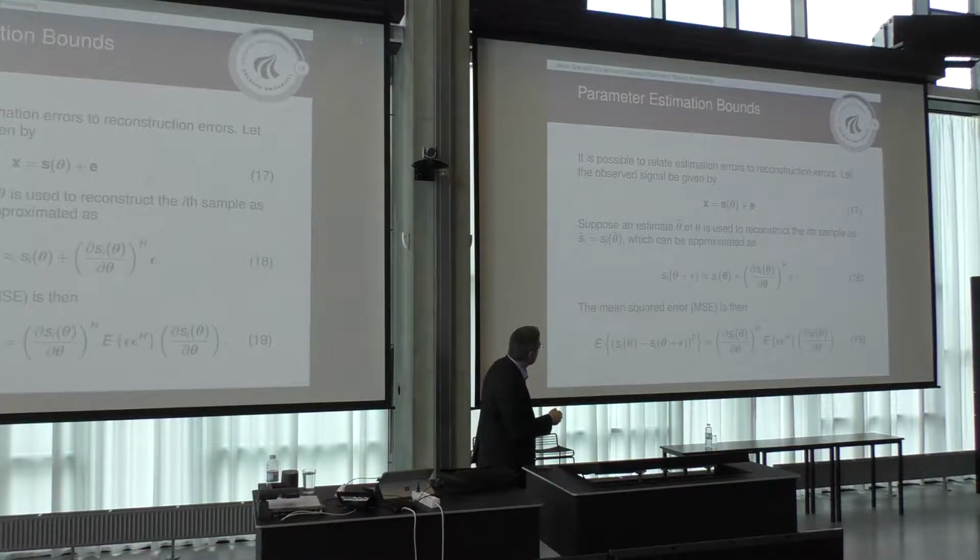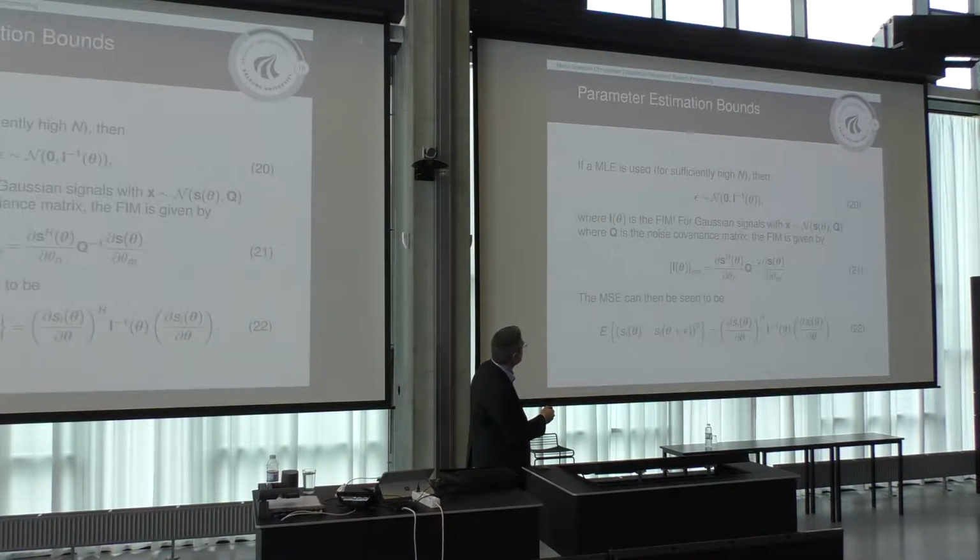Then, say we make an error which is epsilon, we can use a Taylor expansion to say something about the kind of error we're making here. Then this leads to a mean square error here between the true value and the one we're getting from our estimate. That looks like this here, involving the derivatives of our signal model here and the expected value of these epsilons here.